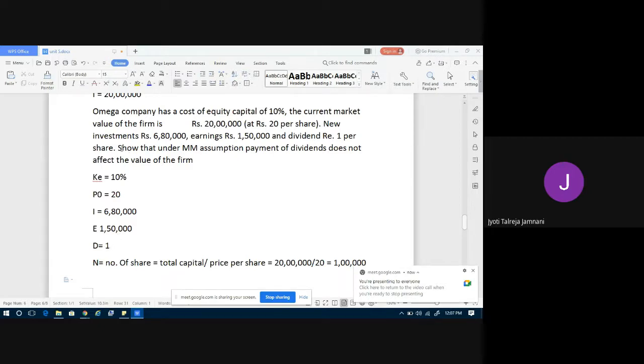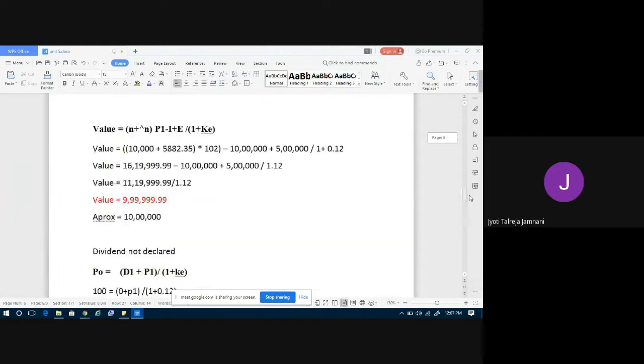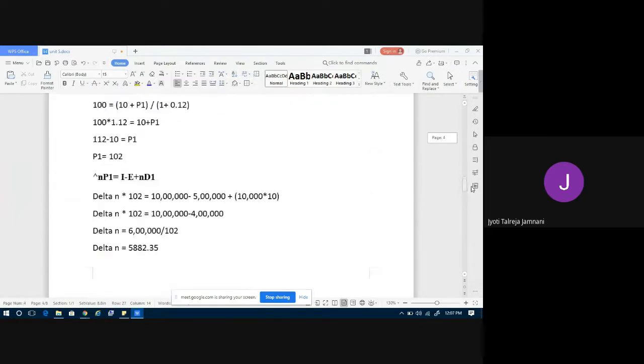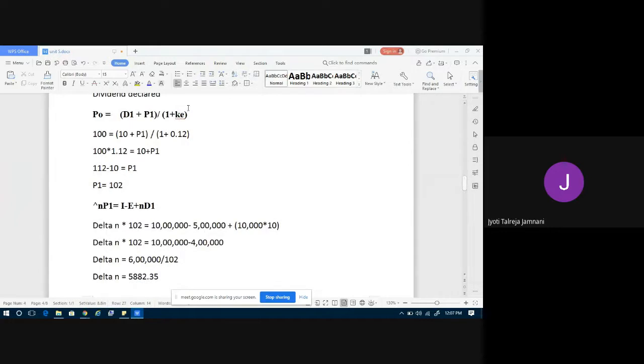And they have told to show that under MM assumption, payment of dividend does not affect the value of the firm. So we have to prove that the MM approach holds, and if you pay dividend or you don't pay dividend, it doesn't matter. The value of the firm will still remain the same. So we are doing MM approach problems. There are three steps, three formulas. The first formula is to find the price.